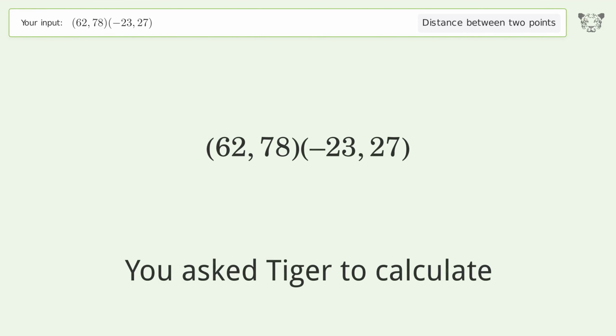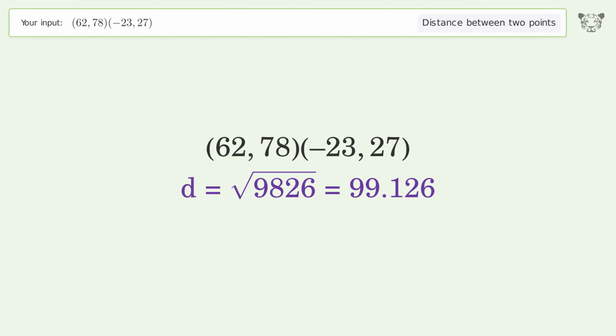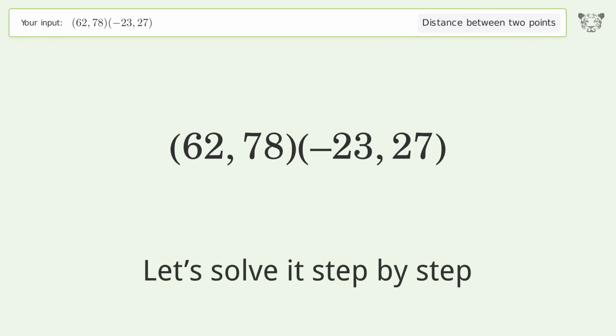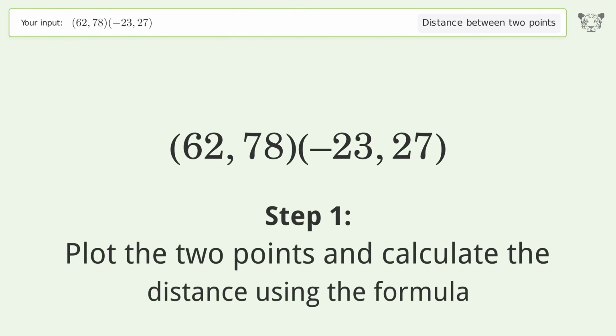You ask Tiger to calculate. This deals with the distance between 2 points. The distance between the 2 points is the square root of 9,826, or 99.126. Let's solve it step by step. Plot the 2 points and calculate the distance using the formula.